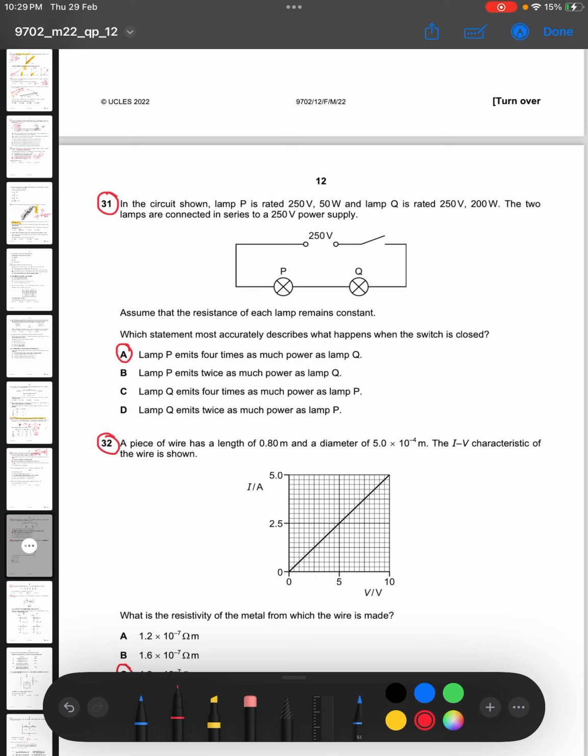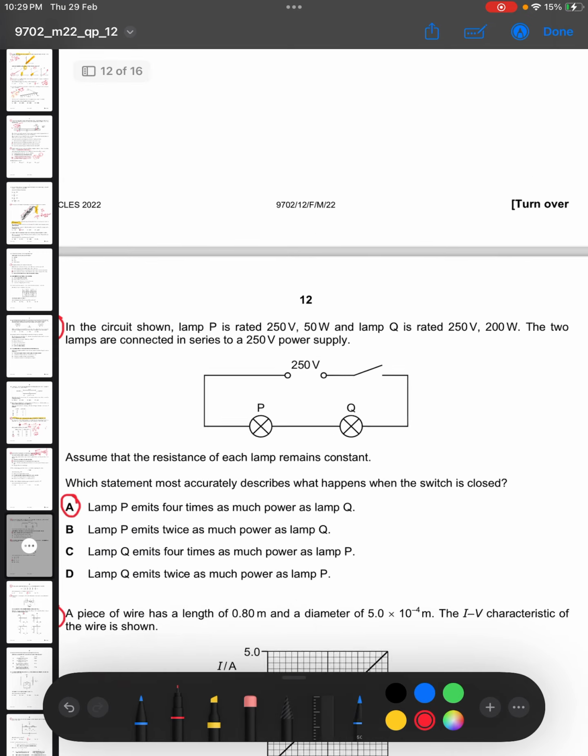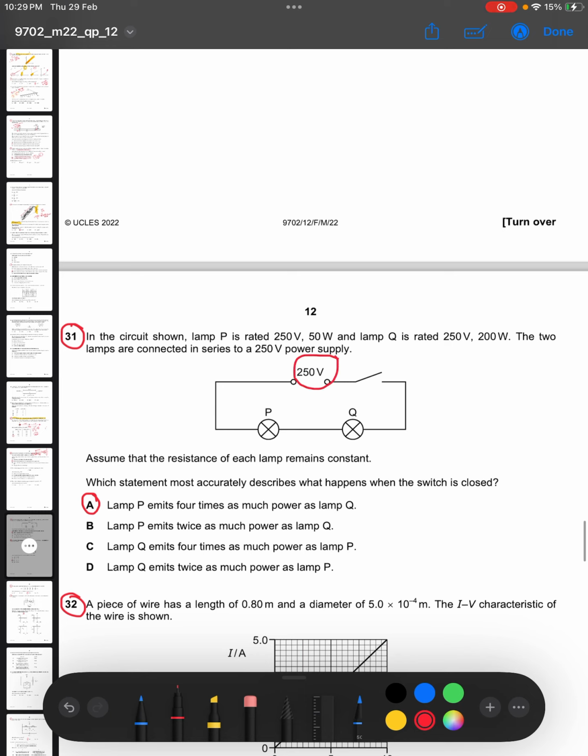So when the switch is closed, here's the dilemma. The power supply is supplying 250 volts, but each lamp to operate normally requires 250. So the question is, are they going to share, and how are they going to share that 250, which is less than what they would require? They would require individually 250 volts, but they're getting less than that.